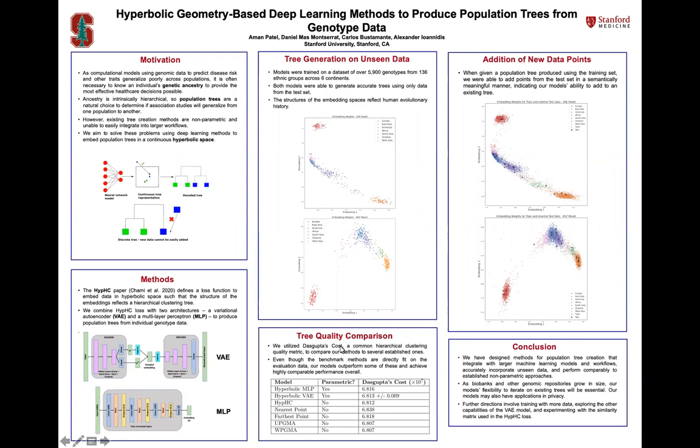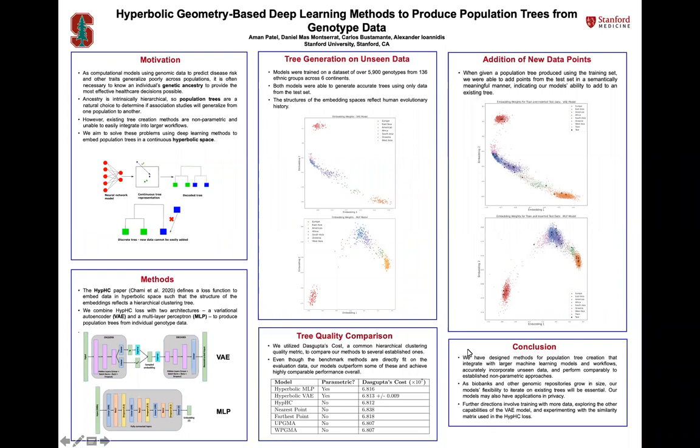Finally, we performed a comparison between the quality of the trees produced by our methods and those produced by more conventional hierarchical clustering methods. To do this, we used Dasgupta's cost, a traditional metric for hierarchical clustering quality. Note that the benchmark methods here were fitted directly on the evaluation data, while for our methods, that data was unseen. And despite this, our methods performed comparably to the benchmarks, and even in some instances, outperformed them. This indicates that even on unseen data, our methods are producing accurate trees and falling well within the ballpark when compared to the established methods.